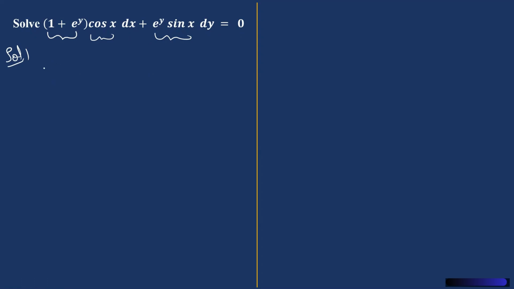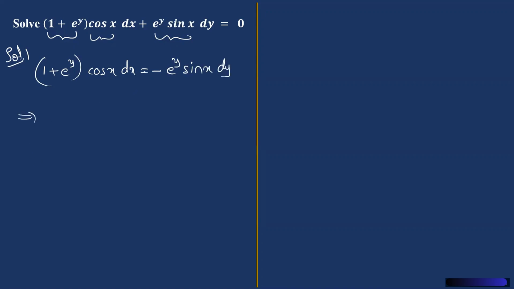See, I'm just writing all this differential equation. Again, it is (1 + e^y) cos x dx equals, I'm just sending this term to the other side, so it becomes minus e^y sin x dy.